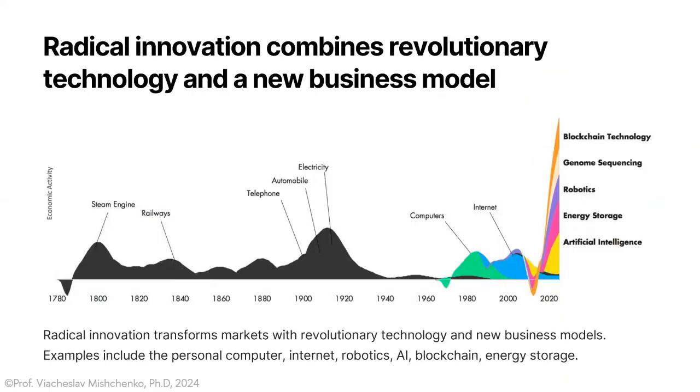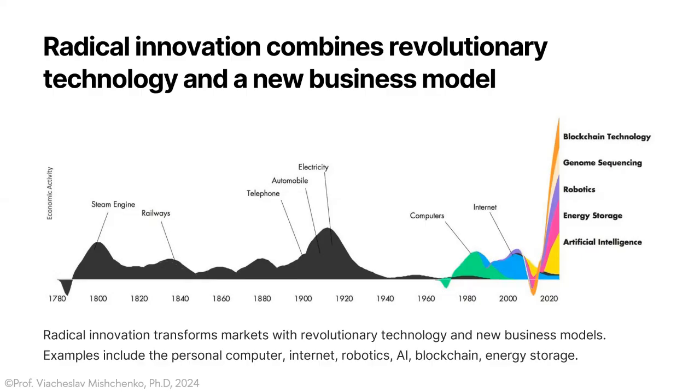Next slide. So now let us turn your attention to radical innovation, perhaps the most dramatic and transformative type of innovation we can see in finance. What makes radical innovation special, in my opinion, is that it combines revolutionary technology with completely new business models. For example, we can look at personal computers, the internet, robotics, artificial intelligence, blockchain, and energy storage. All these technologies didn't just improve existing systems. They really fundamentally transformed how we do things in finance and in other spheres.